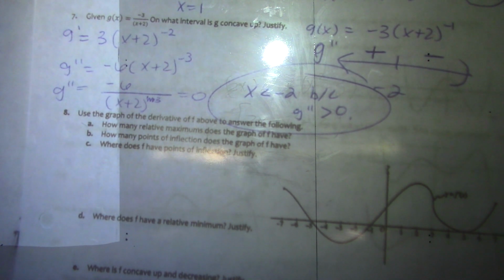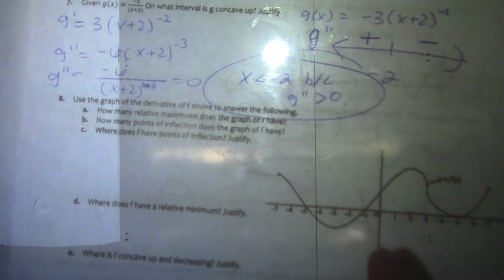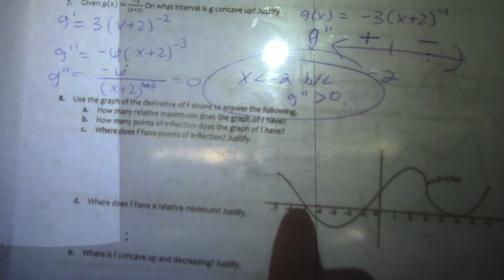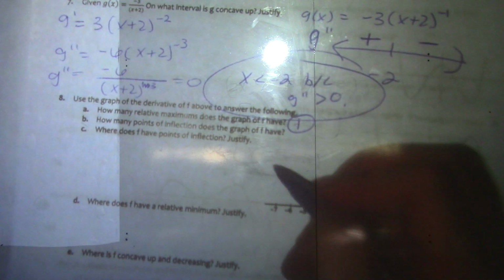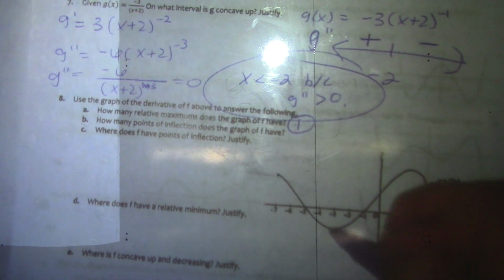We are looking at the graph of the derivative of f, so this is f prime, and I want to know how many relative maximums. That's when f prime changes from positive to negative. Here it doesn't actually change, so the only one was at 5, so I have 1. Points of inflection is when it changes from increasing to decreasing or vice versa, so here, here, and here. I have 3 points of inflection.